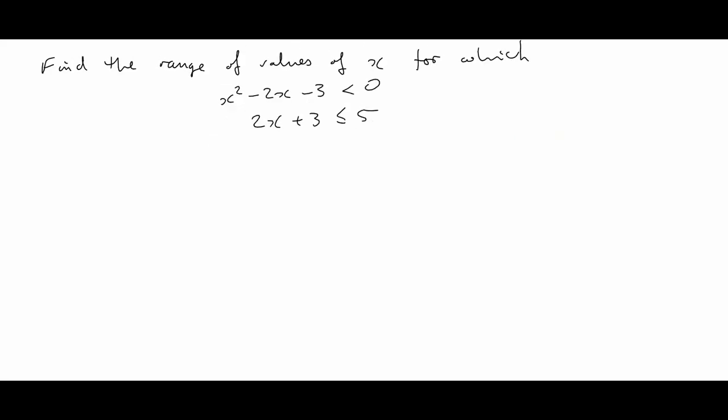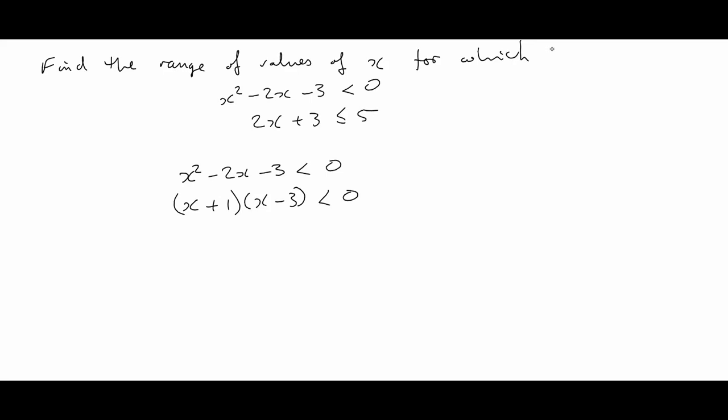Sometimes you might have two inequalities to solve, like this. We have a quadratic inequality, x squared minus 2x minus 3 is less than 0, and a linear inequality, 2x plus 3 is less than or equal to 5. Now the first inequality, the quadratic, is the same as before, x plus 1, x minus 3 less than 0, except we have less than 0 instead of greater than 0.